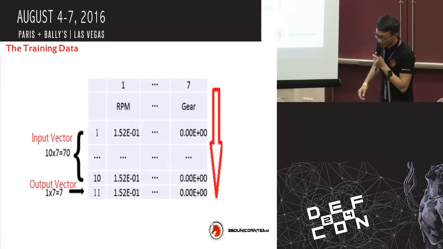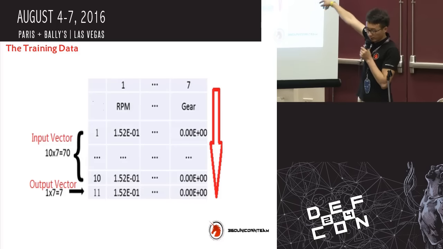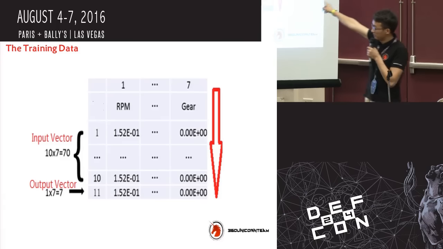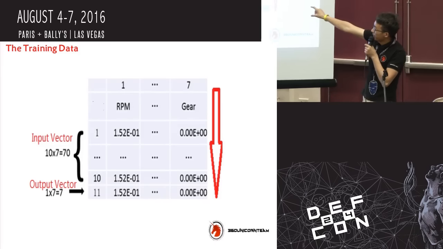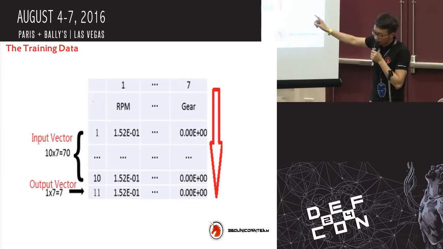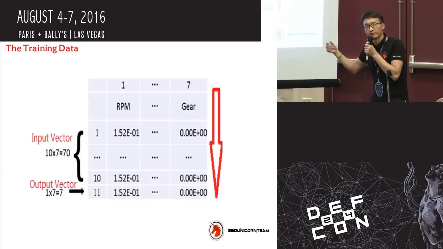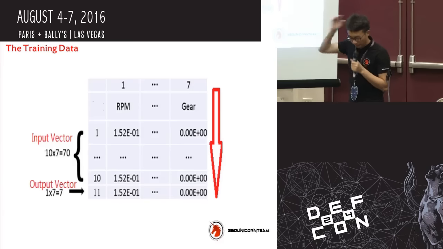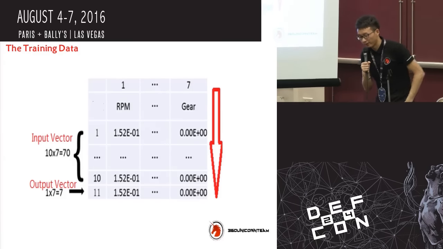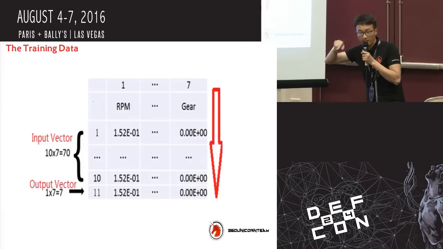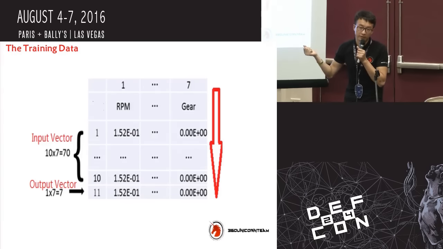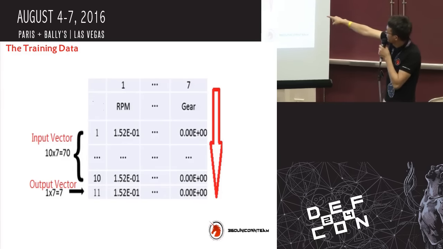I mentioned these parameters are all continuous variables. So I use the previous values to predict the values at the next time step. I used the values of those parameters from time t minus 10 to time t minus 1, and I use the values between that time to predict the values at time t. Does that make sense?